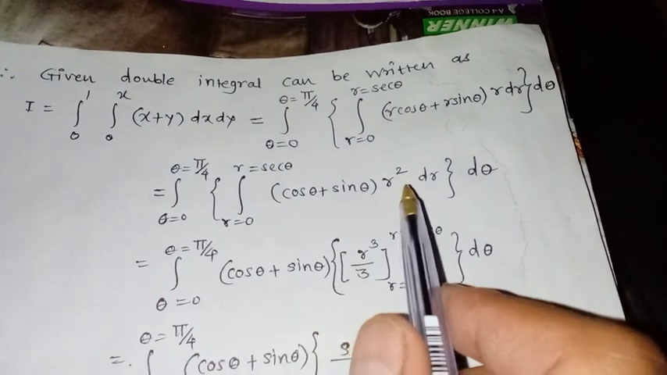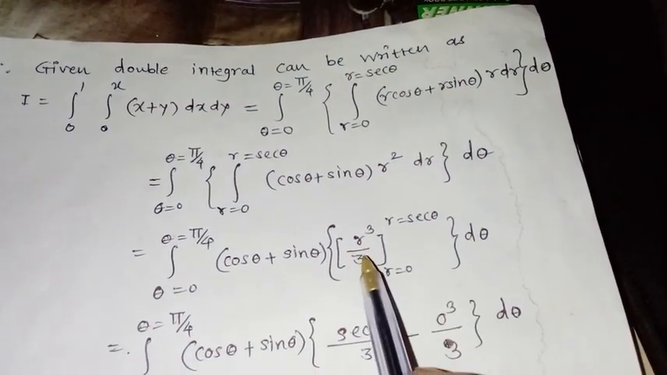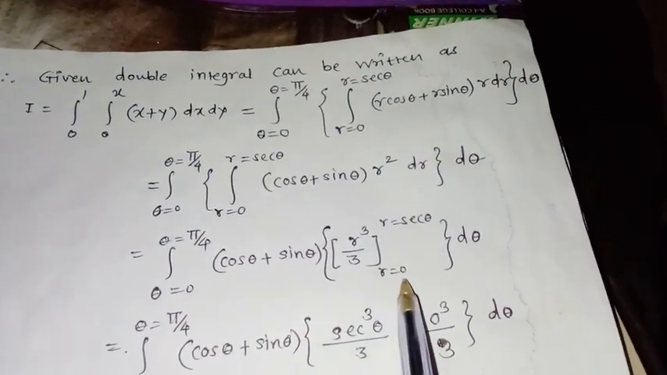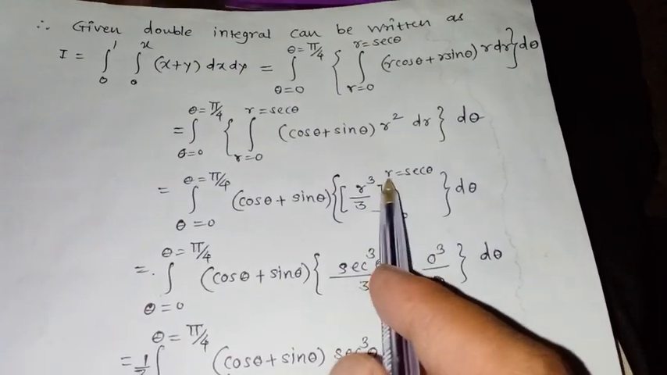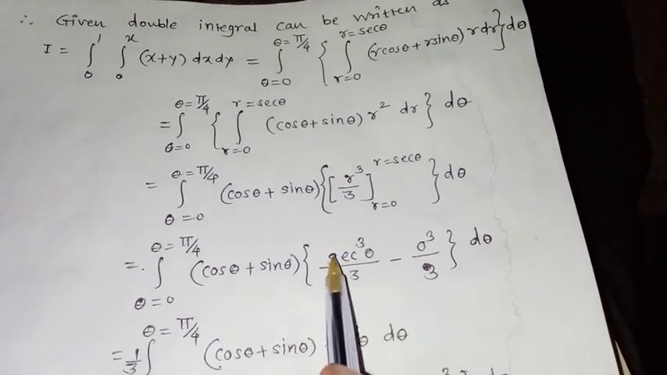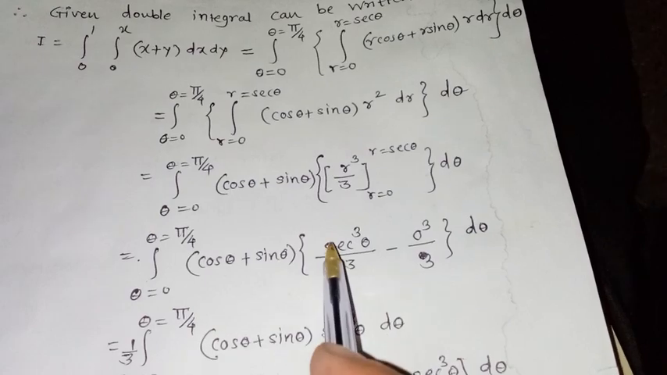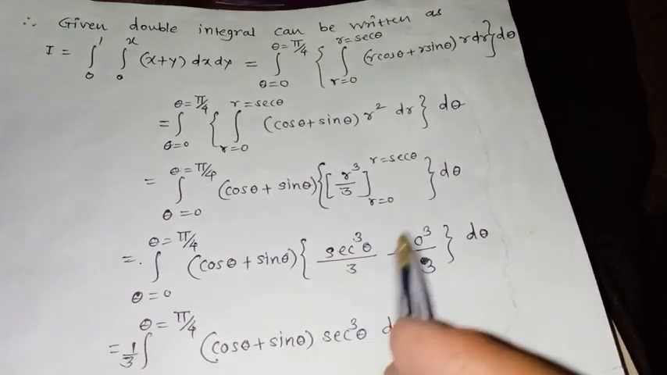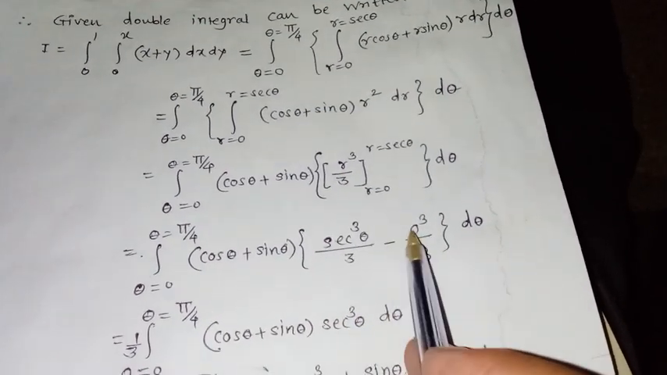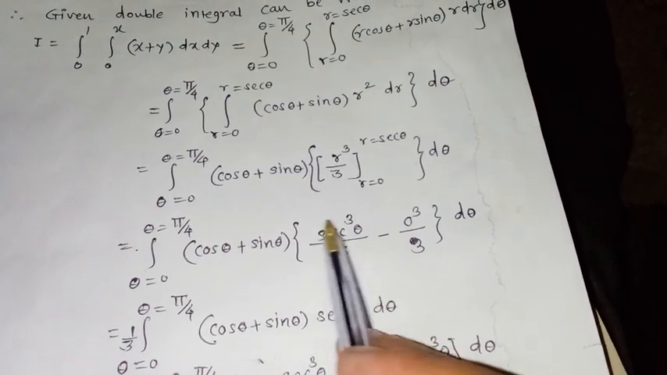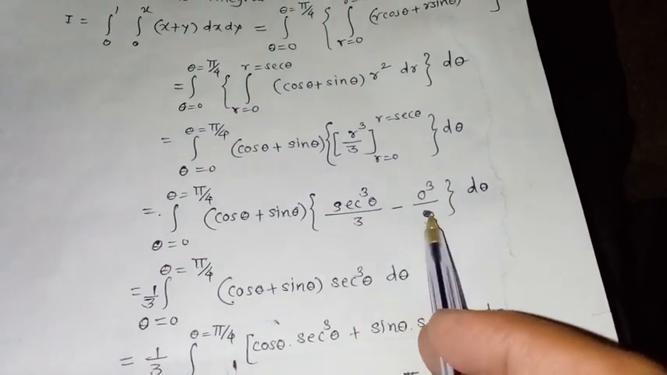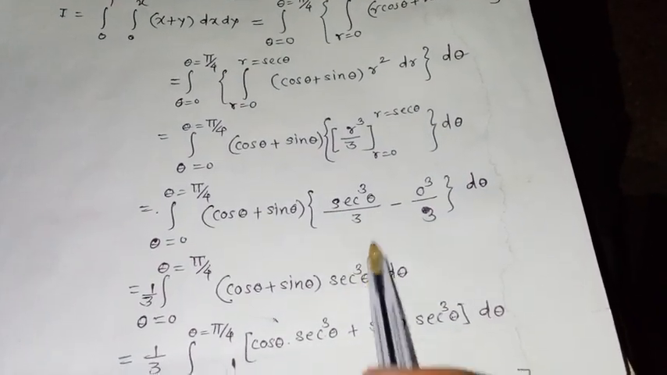The integration of r square is nothing but r cube upon 3. Now we put in the upper limit and lower limit, that is r equals sec theta and r equals 0. If I put in the upper limit, r equals sec theta, then instead of r we replace sec theta first. So this will be sec cube theta upon 3 minus, instead of r now we put 0, so this will be 0 cube upon 3. This is the upper limit and this is the lower limit. So upper limit minus lower limit, if you simplify it, we will get only sec cube theta upon 3.